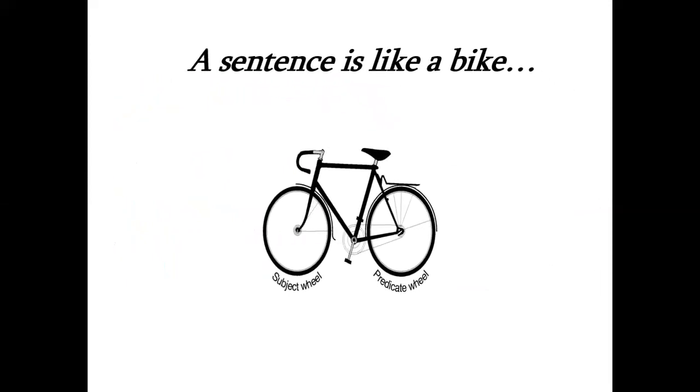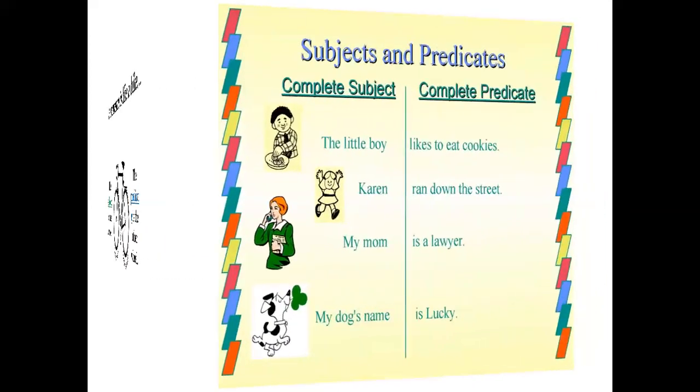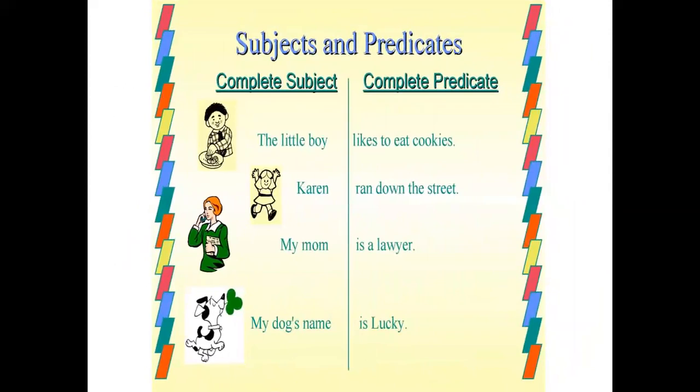The sentence is like a bike, sorry. It has two wheels. The first wheel is the subject and the second wheel is the predicate. So look at here. The little boy likes to eat cookies. We took these examples last week, but we were talking about the complete subject. Do you remember? So this week, we're going to talk about the complete subject and the complete predicate.